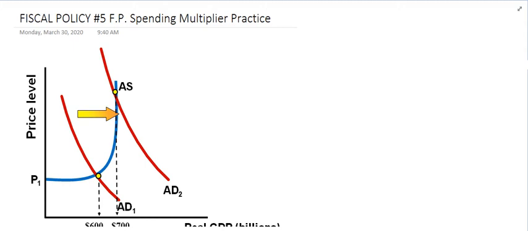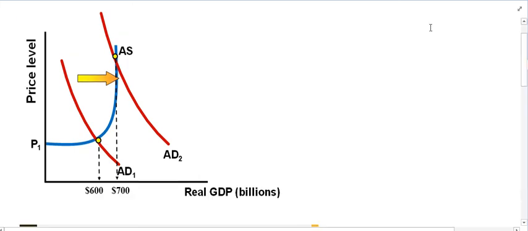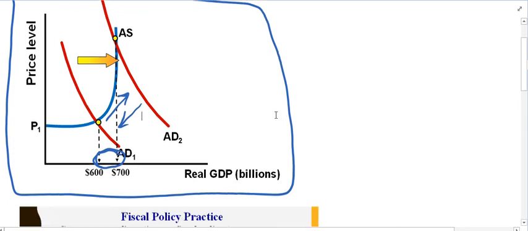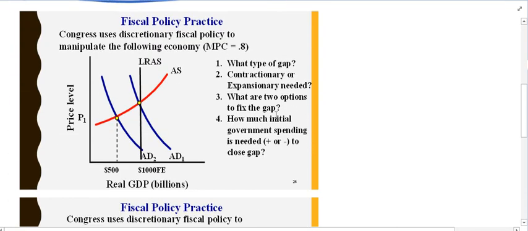Let's take a look at fiscal policy and spending multipliers. As you can see over here, we've got our ubiquitous aggregate supply and aggregate demand model right here. And what we've noticed is, all right, we're shifting. This one, for example, is shifting to the right. We want to know, how do we close this gap right here, right? How do we either get aggregate demand to move this way, or how do we get aggregate demand to move that way? Remember, most of these things are a Keynesian model, and so we're focusing on aggregate demand in a lot of these. So let's look at some fiscal policy practice.